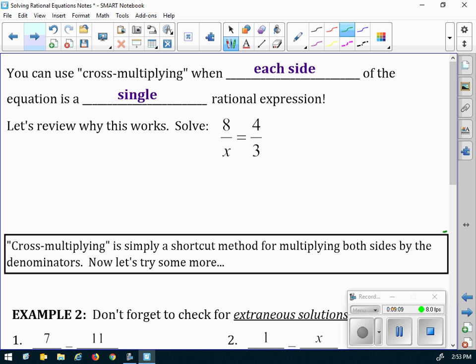Now, here's what you are going to do. We're going to get a common denominator. What's the common denominator? It's 3x. Good. Now, in this fraction, 8 over x, what does that denominator need? It needs a 3, so you're going to multiply top and bottom by 3. What does the right side need? So I'm going to multiply top and bottom by x. Now, this gives me 24 over 3x equals 4x over 3x.